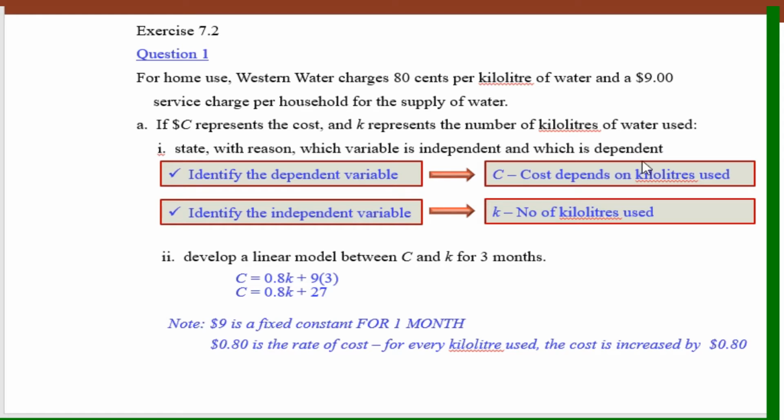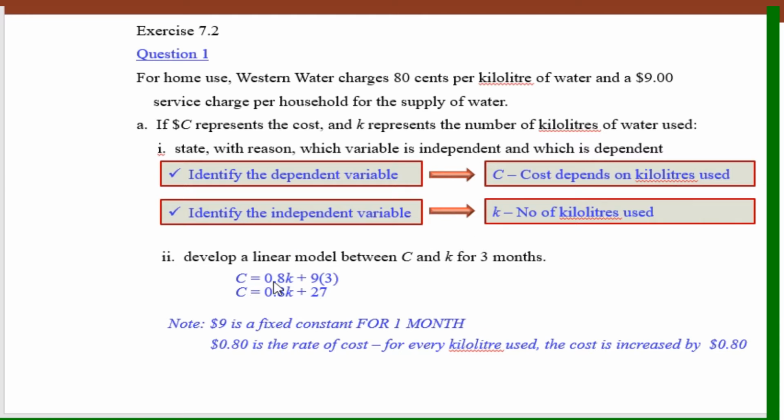What did I tell you? Dependent is always cost. So cost is dependent, K is independent. You can just write dependent C, independent K. So the reason will be as K increases, C increases. So develop a linear model. When you see linear model, they want your y equals mx plus c line for 3 months.